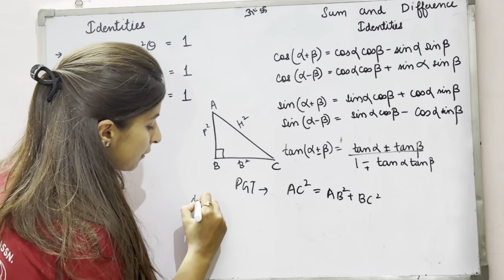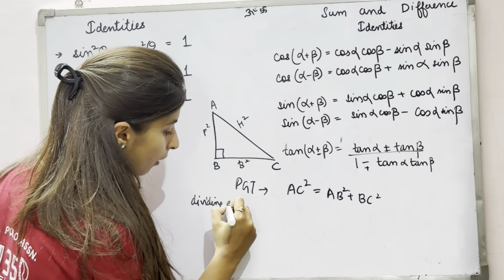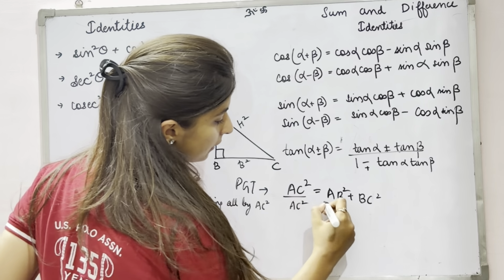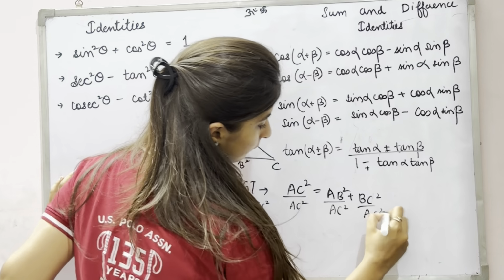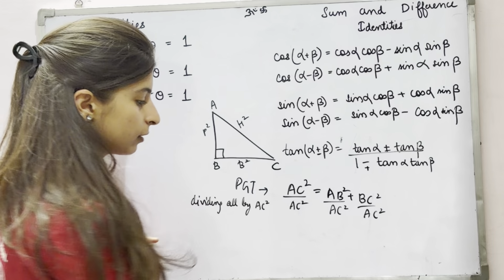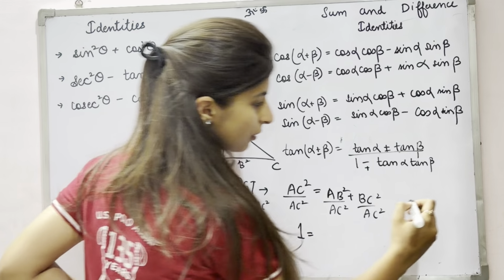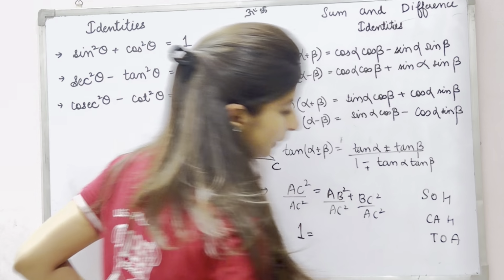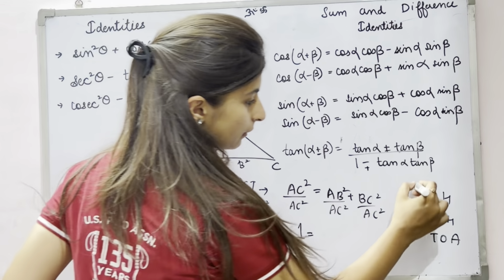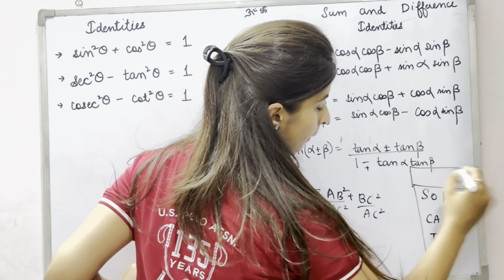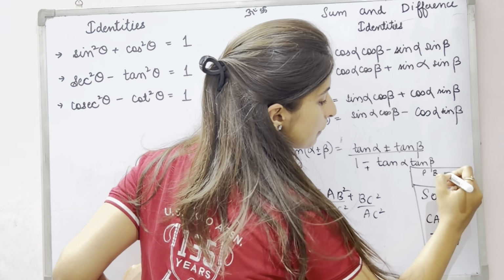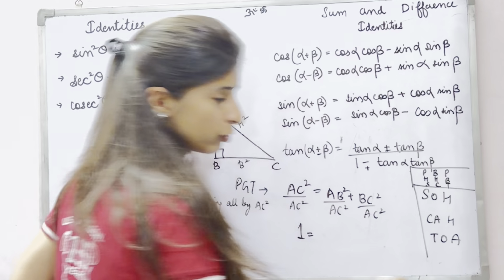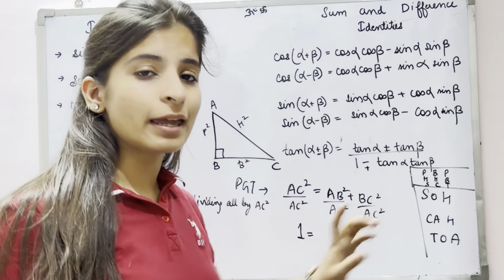Now, I am dividing all by AC square. If I divide everything with AC square, AC square upon AC square gives me 1. Now, there was a term soh, kah, toa. Clear? This was the thing, and another thing we did was Pandit Badri Prasad har bole sona chandi tole. This was a shortcut. You can opt for any of these things.